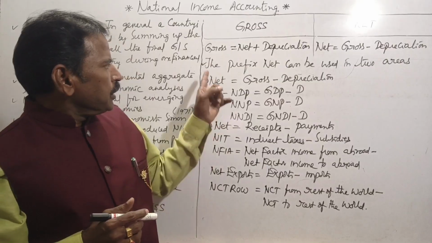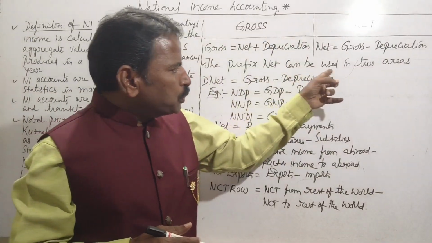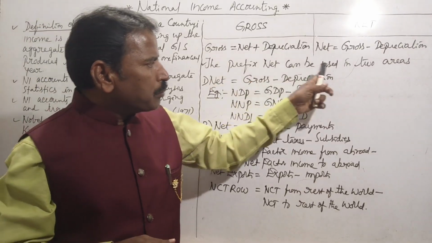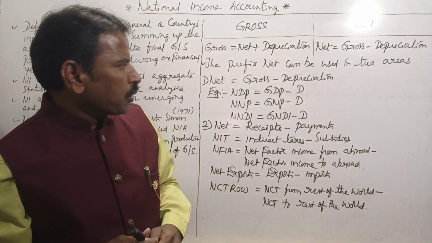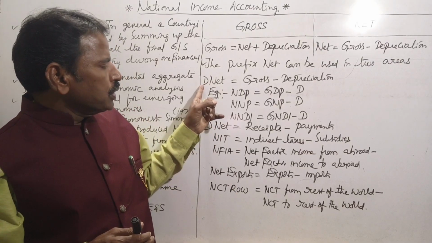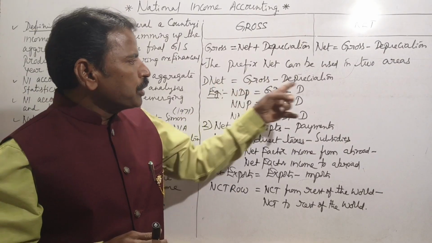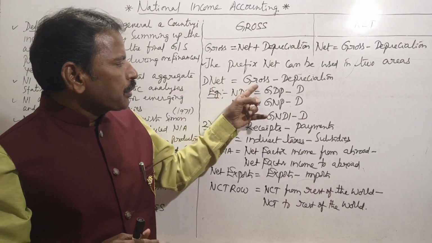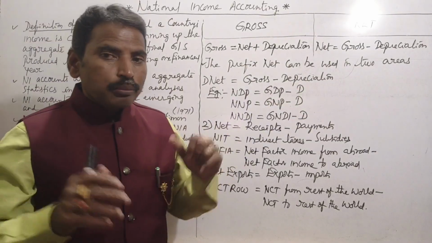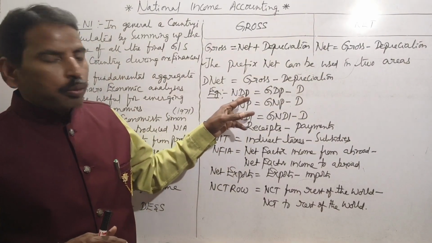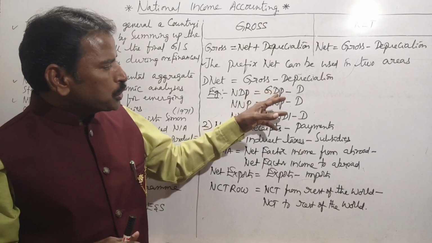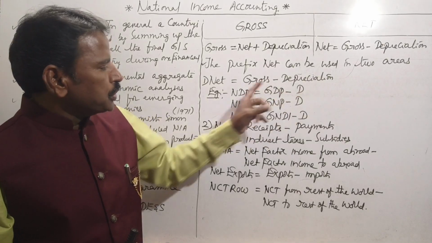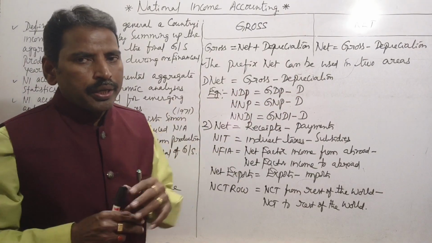Next, the prefix net can be used in two areas. The first one is net equals gross minus depreciation. Examples: net domestic product is equal to gross domestic product minus depreciation. So GDP minus depreciation is equal to NDP, net domestic product.